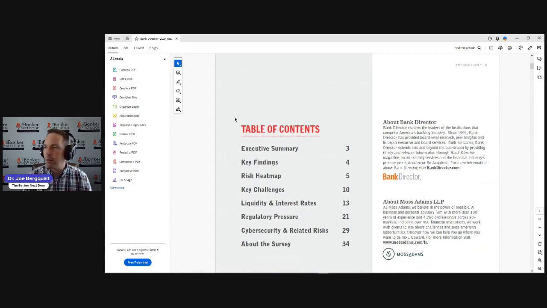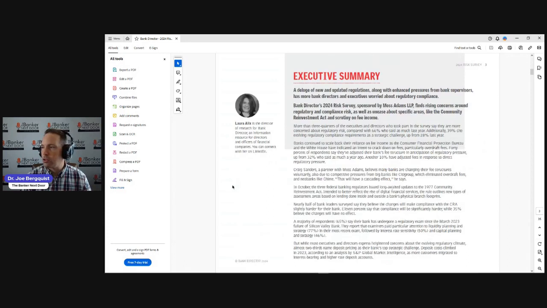If you start out with your typical table of contents, we have our executive summary and our key findings, risk heat map, key challenges, liquidity and interest rates, regulatory pressure, cybersecurity related risks, and then just some general information about the survey. And then we get into the executive summary. I'll just read you guys a little bit at the top.